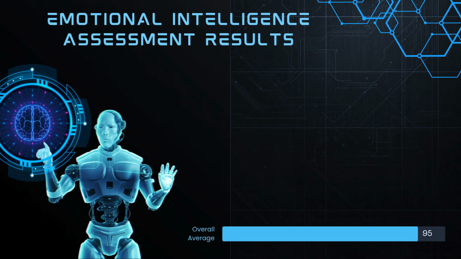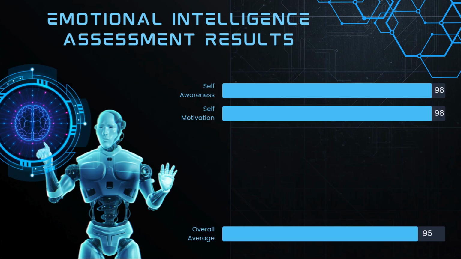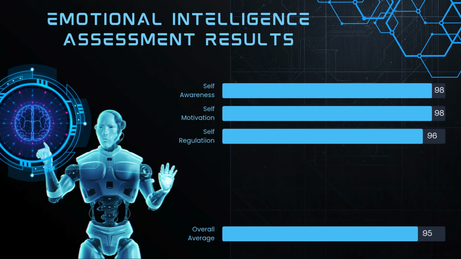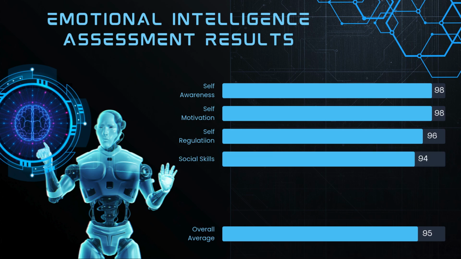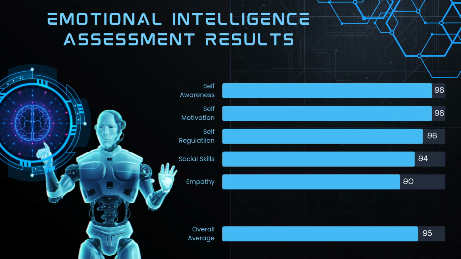Overall average was a 95 on a scale of 100. Highest were self-awareness and self-motivation. No surprise. Self-regulation was slightly lower, which I can see. Accurate. Social skills are 94, still respectable, but room for improvement. And empathy was my lowest score. I will examine benefits from my two highest scores and disadvantages of my lowest.